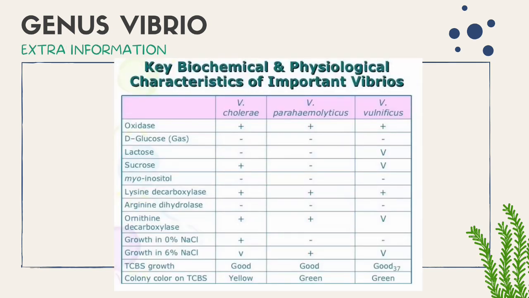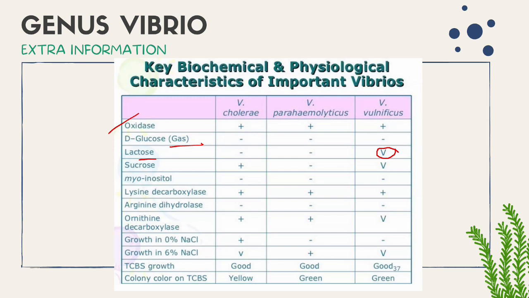So here is another information differentiating your Vibrio cholerae, Vibrio parahemolyticus, and Vibrio vulnificus. So I got this online. So let's check if our information in the book is the same with this particular slide. So for oxidase, our Vibrios are almost positive. For the gas production, negative yung ating mga Vibrios. For lactose fermentation, for vulnificus, it can ferment lactose, but there are some sources that consider vulnificus as variable. So, it may or may not ferment lactose.